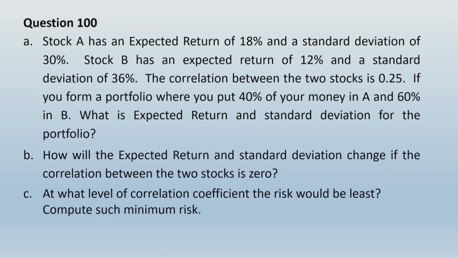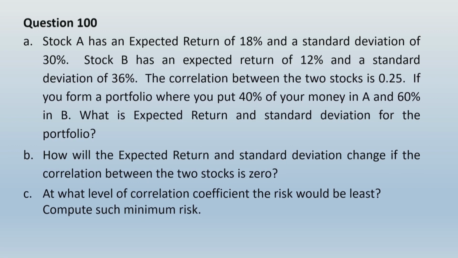Stock A has an expected return of 18% and a standard deviation of 30%. Stock B has an expected return of 12% and a standard deviation of 36%. The correlation between the two stocks is 0.25. If you form a portfolio where you put 40% of your money in A and 60% in B, what is the expected return and standard deviation for the portfolio? That is the first part of the question.